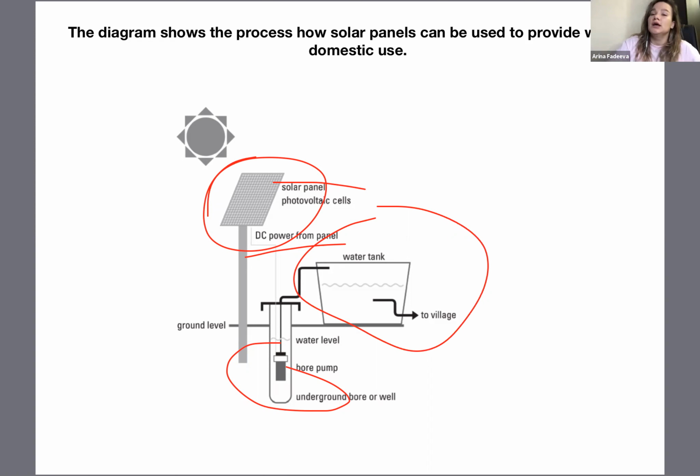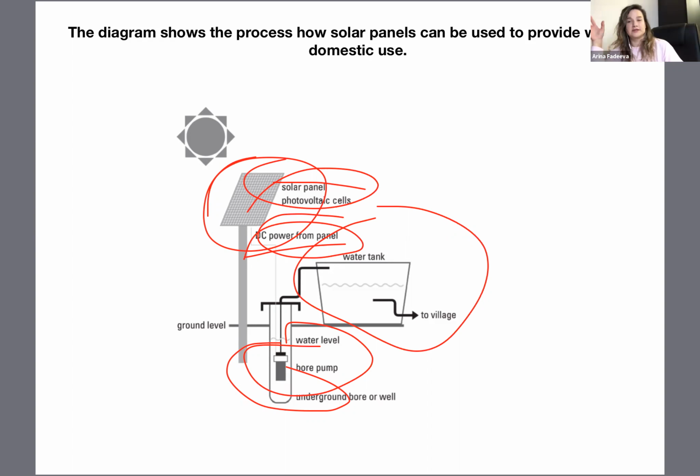I would say that there are 3 main parts in the process involving a solar panel, a pump or a bore underground, and a water tank. So it's kind of 3 places where the process takes place. And then I would count stages and say that there are 1, 2, 3, 4, 5 stages.